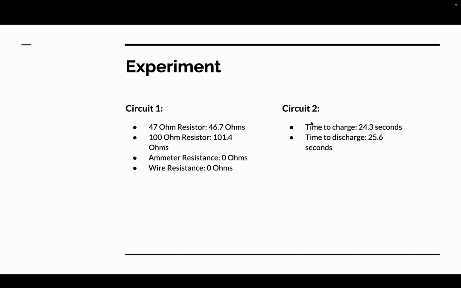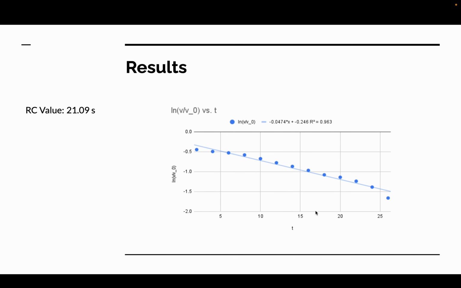In circuit 2, we calculated the time to charge of the capacitor as 24.3 seconds and the time to discharge at about 25.6 seconds. The results from the recorded values spreadsheet is this graph right here of ln V over V naught versus T. As you can see, we have a decreasing slope of the best fit line, and utilizing this slope and setting it up in the equation the slope equals -1 over RC, we are able to solve for RC as 21.09 seconds.